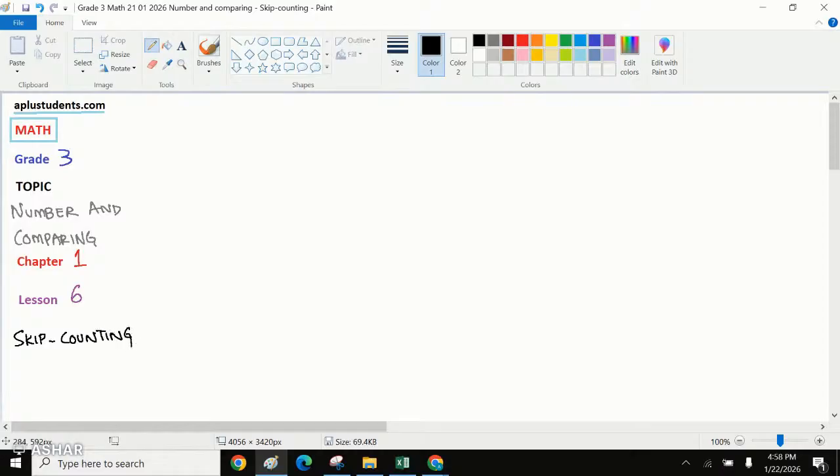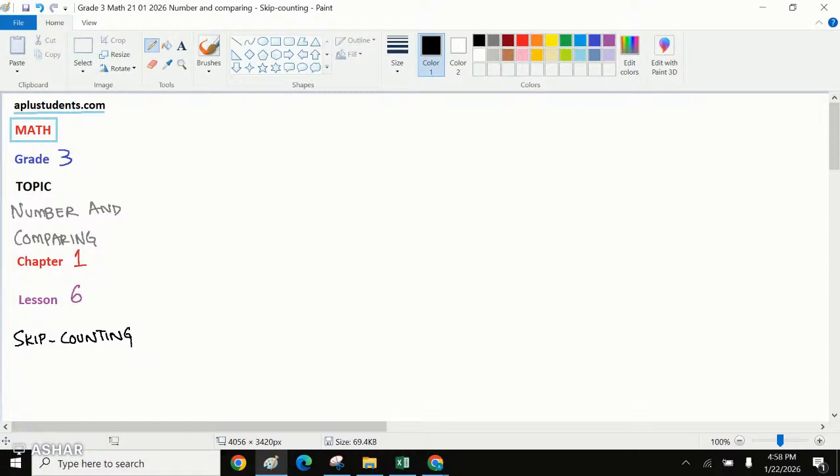So counting is something like, whenever we are counting fingertips on one hand, we say 1, 2, 3, 4, 5, right? Skip counting is like knowing that there are 5 fingers in one hand. So 2 hands will have 10, 3 hands will have 15, 4 hands will have 20. That is skip counting. Okay.